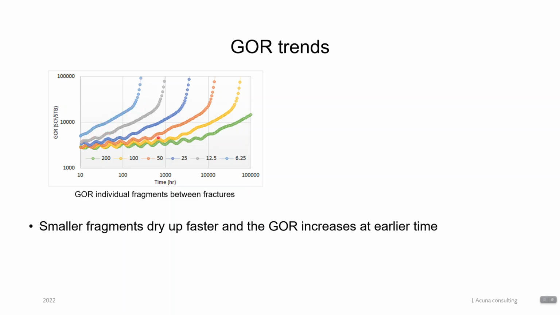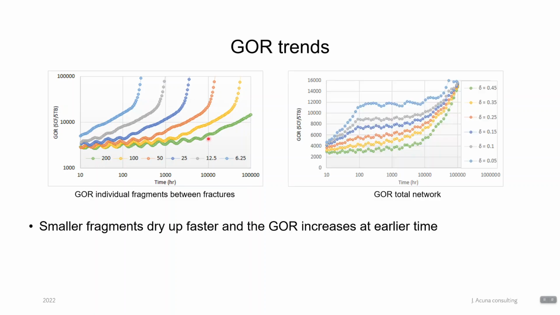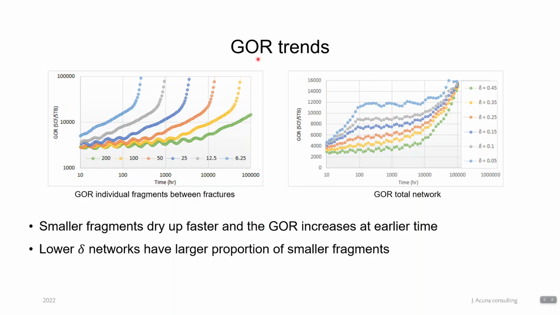So what happens when I combine the different fragment sizes into networks? Well, the networks that have a lot of the small ones are going to give you larger GOR. That would be this one, for example, where my delta is small. Remember that delta small means that you have a lot of closely spaced fractures. Delta large, 0.5 or so, means that you only have fractures that are regularly spaced at a much larger spacing. In that case, the GOR remains low and eventually it takes off. But you see how this fracture geometry affects the GOR. Because the lower delta networks have a larger proportion of smaller fragments, these networks give you larger gas-oil ratio.